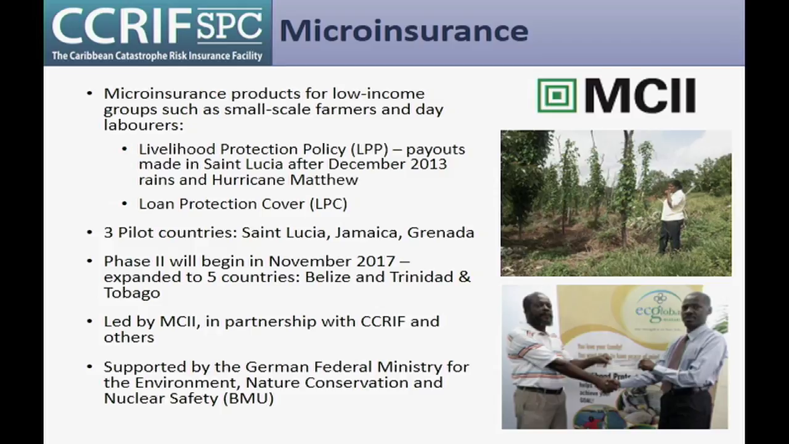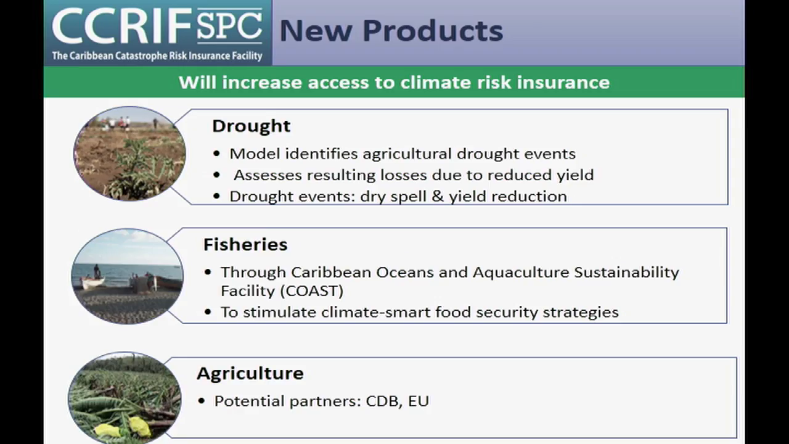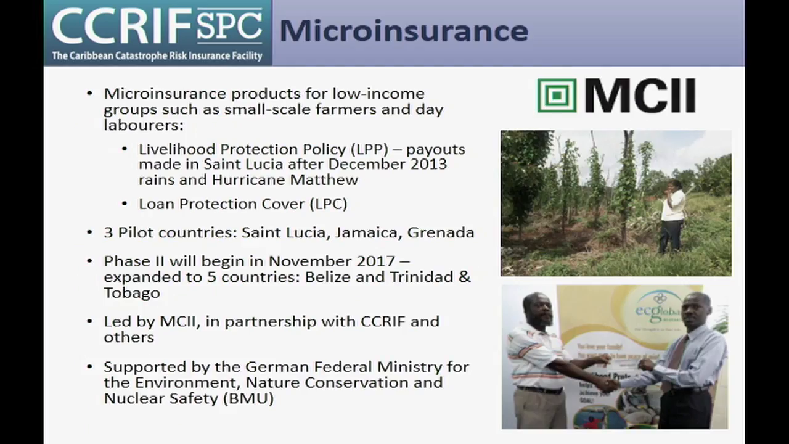Okay, so these are 3 new products that we're working on. The most far advanced is the drought product, and it's specifically addressing agricultural drought, looking at resulting losses due to reduced yield from drought, looking at 2 specific types of events: severe dry spell, short dry spell periods, and annual yield reduction. So this we're hoping to bring on board in time for the next policy year.